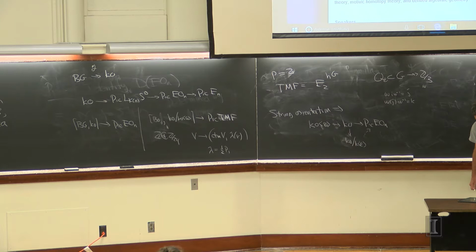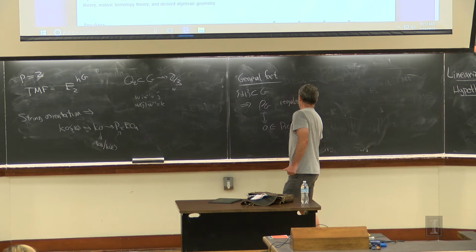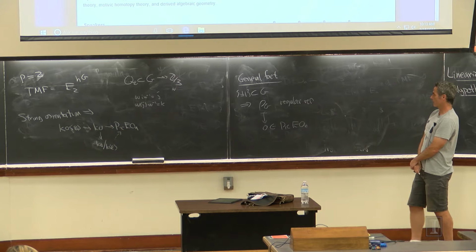But let's just try. Okay, so there's another general fact about this, and that is that if G contains plus or minus 1, then the regular representation of G always goes to 0. So that's true for any of these. The regular representation always goes to 0.